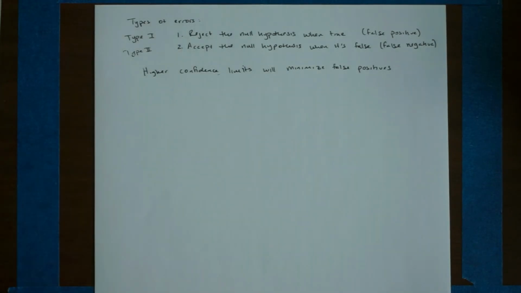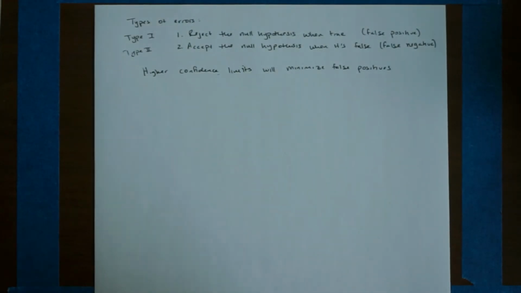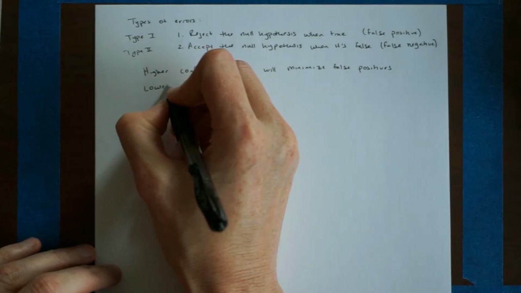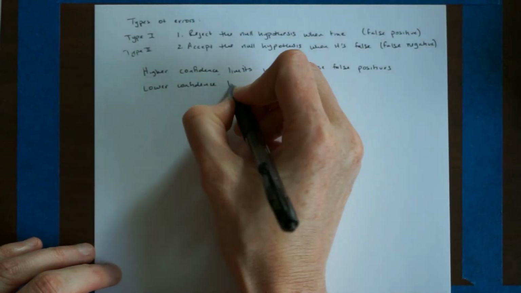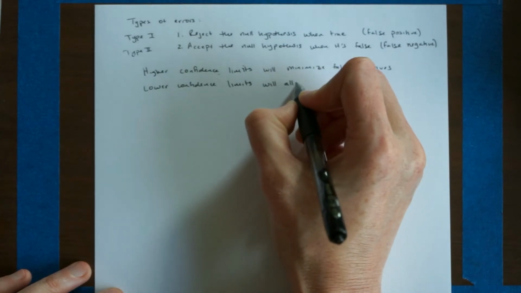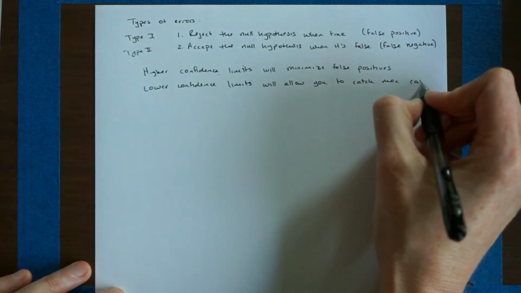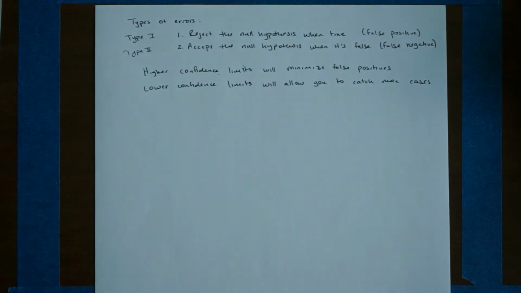So higher confidence limits will minimize false positives in that you need to be more certain to reject the null hypothesis under those scenarios. And lower confidence limits will minimize the false negatives, but will also allow you to catch more cases of statistically significant difference. So your choice of confidence level depends on what kind of error you are better able to tolerate.